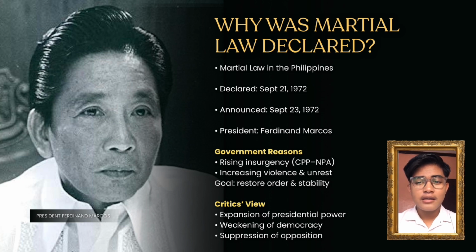At that time, the government explained that this was a necessary step. They pointed to rising insurgency, increasing violence, and growing unrest across the nation. According to them, martial law was meant to restore order and protect the country from further instability. However, many critics saw it differently. They believed that martial law was used to expand presidential power. They believed that it was used to go beyond normal limits of leadership and silence those who opposed the government.